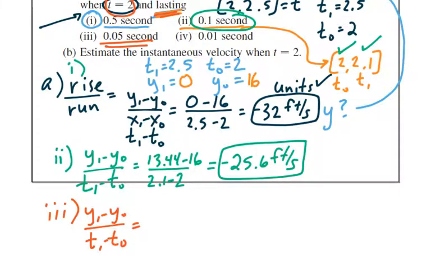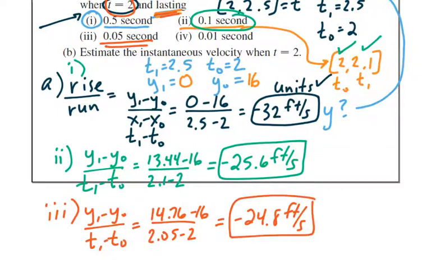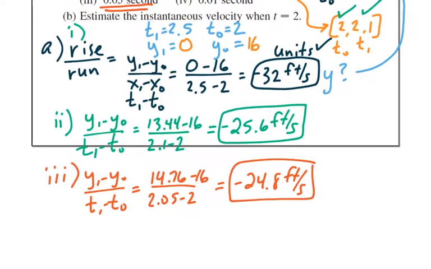Did you get it? T1 should be 2.05 minus your original 2. On top, when you plug them in using calculator work, I get my final average velocity to be negative 24.8 feet per second. Notice what's happening. The number itself is going down, although the average overall value is increasing, but you see how it's slowing down a little bit. It's not jumping as far as it did before.